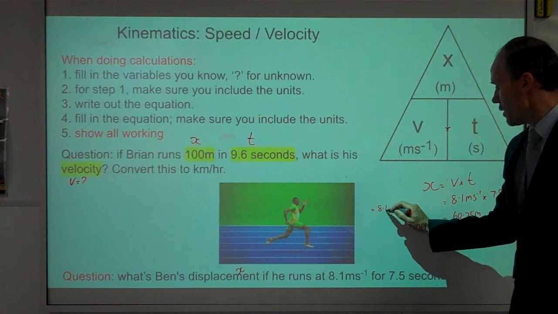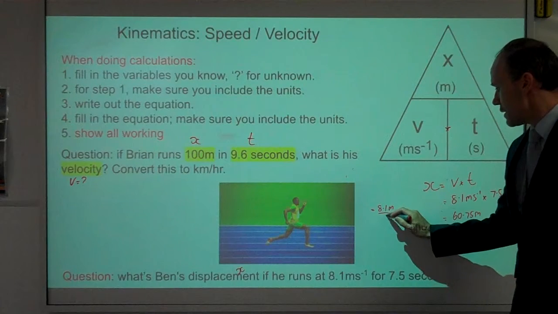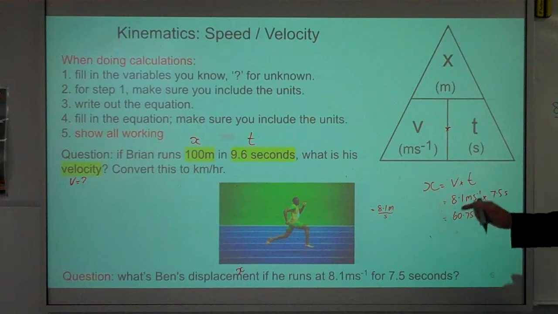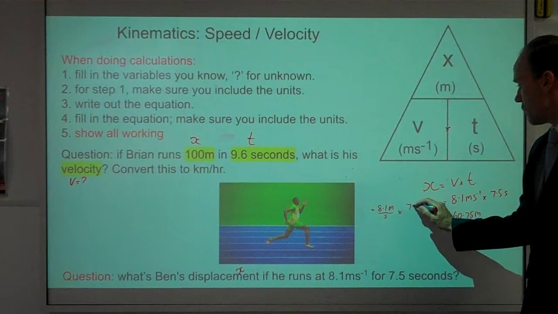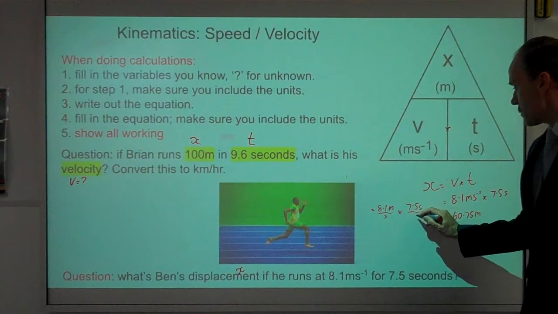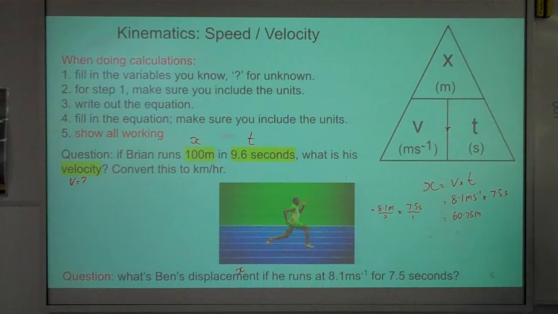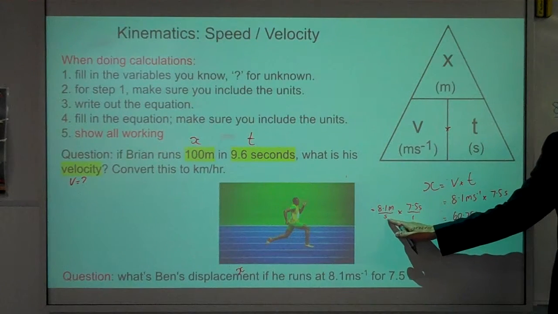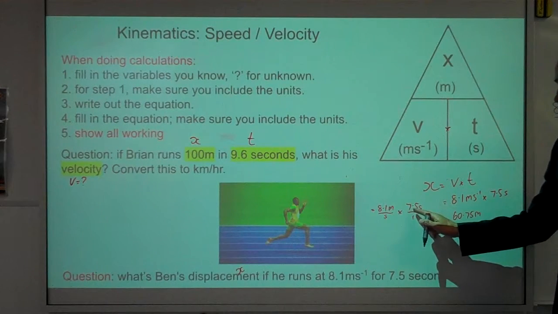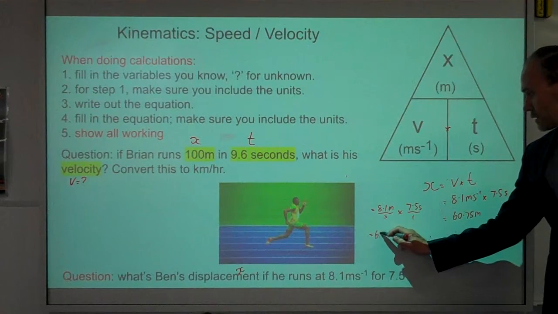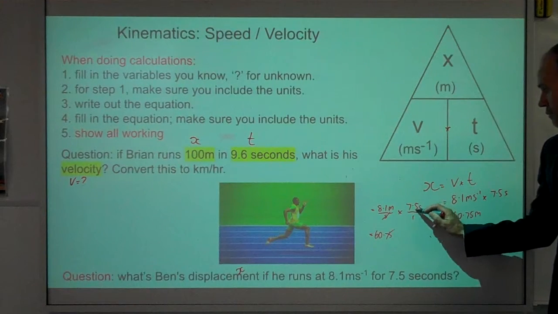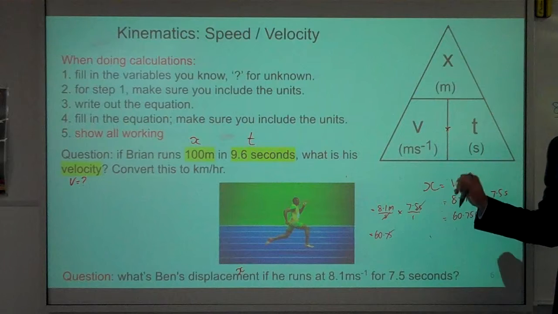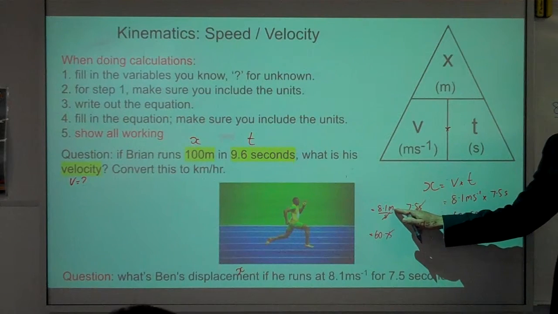Now, let's do this equation again. This is 8.1 metres per second. The -1 designates the seconds down the bottom, multiplied by 7.5 seconds. And I just put it over 1, just so it looks even. That's not a 5, that's a seconds unit, yes? Now, what's 8.1 times 7.5? 60.75. Seconds on the bottom, seconds up the top, they can cancel out. What's the only unit I'm left with?